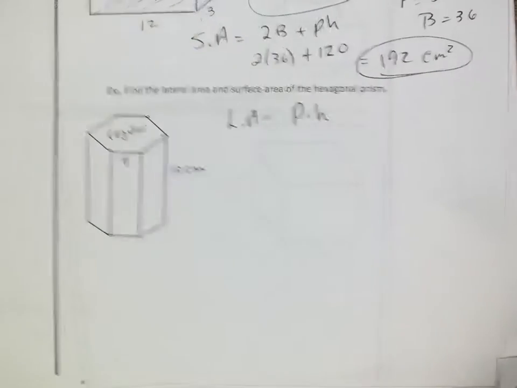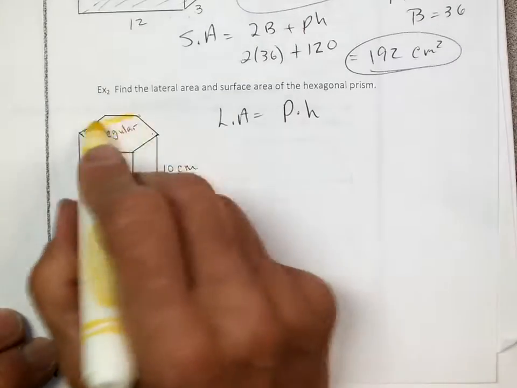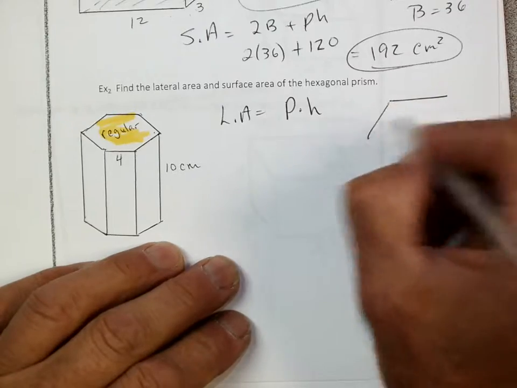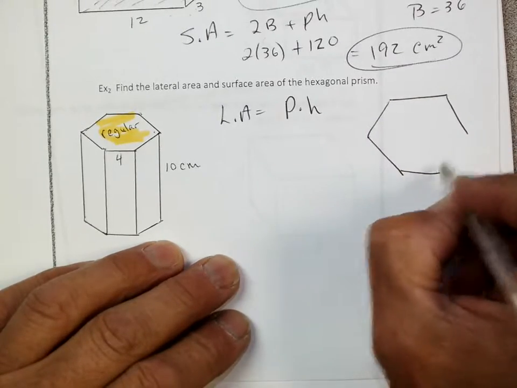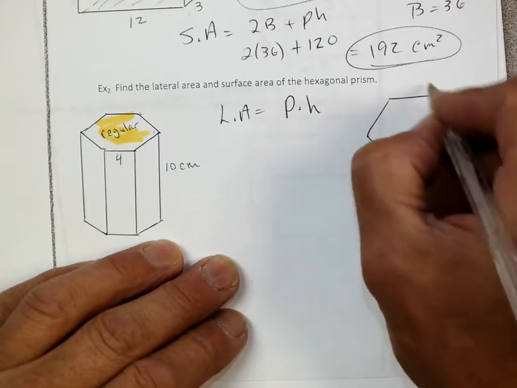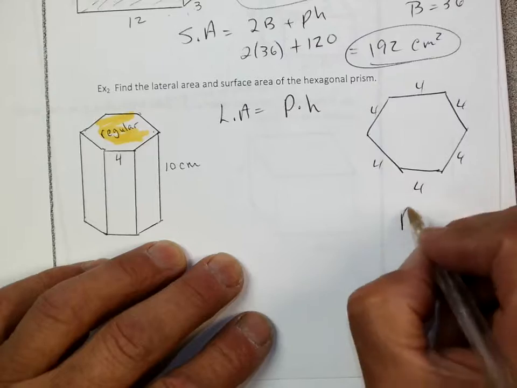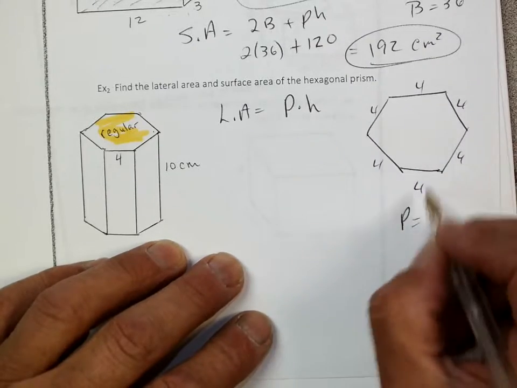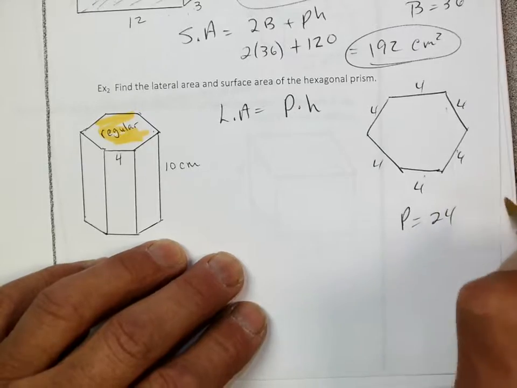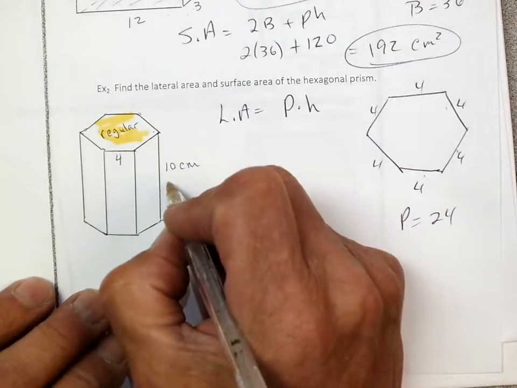So what I'm going to do is on the side, I'm going to redraw my base. So my base is this regular hexagon. So I'm going to redraw that over here so I can do a little bit of work with it, okay? Not a perfect drawing, but it doesn't have to be. So this is 4. It's going to be 4 all the way around. So the perimeter is easy. The perimeter of this is 4 times 6, right? 4 plus 4 plus 4 plus 4 plus 4 plus 4, or 24. That is definitely the perimeter of the base. Now the height of the thing, the height is 10.